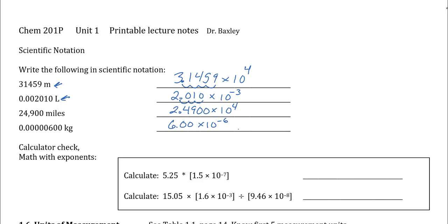One important part of the class is to be able to use your scientific calculator correctly in terms of using scientific notation. So here are a couple of examples. So crack out your scientific calculator and let's get to work. I'd like you to compute this first value, 5.25 times 1.5 times 10 to the minus 7. Entering the times 10 to the minus 7 in your calculator can be a little tricky.